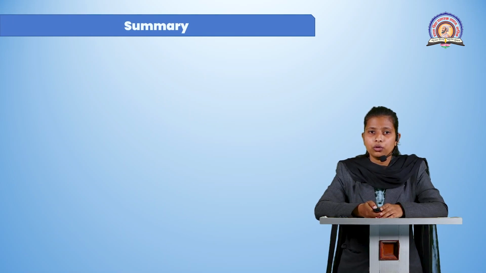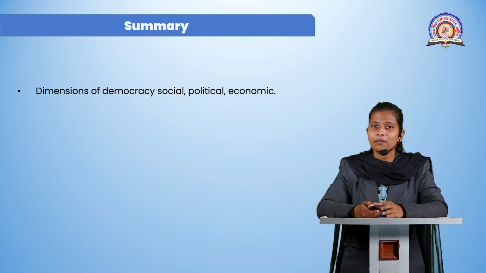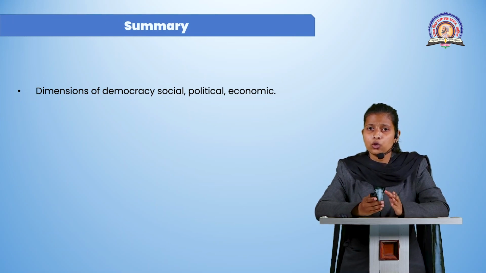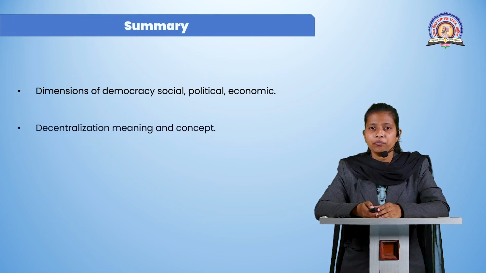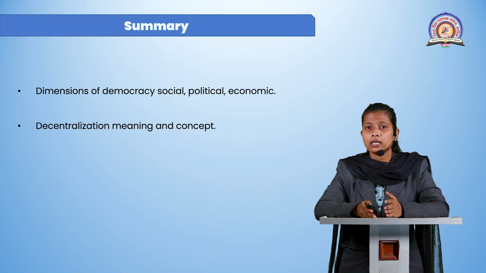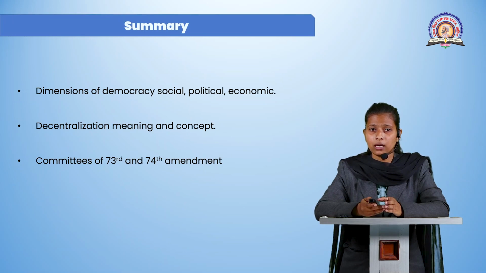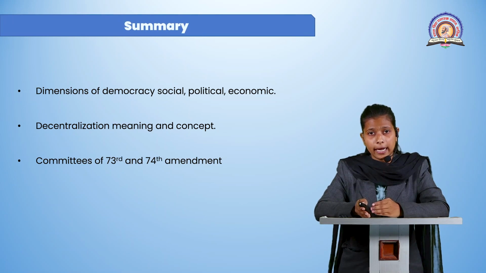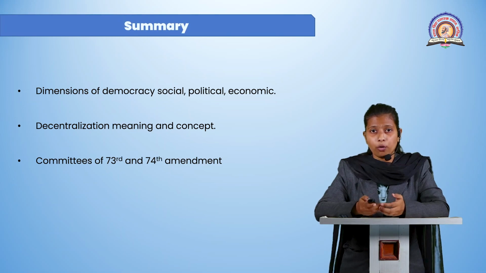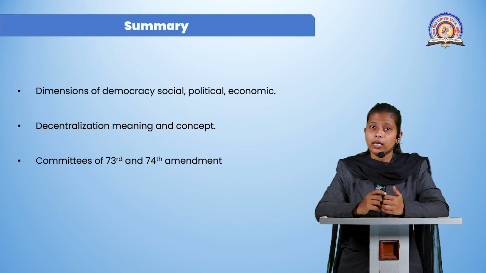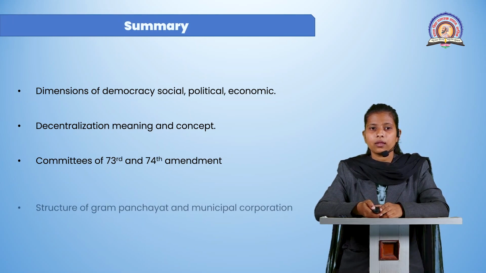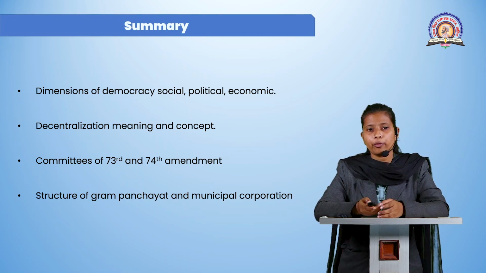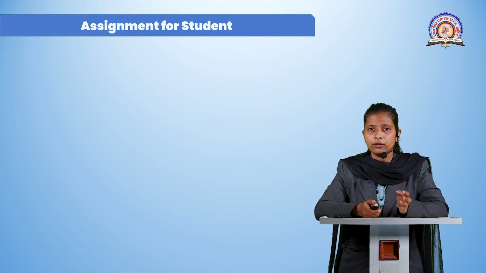Now, what we have learned, we will go through in a small summary. The first one, we have learned about the dimensions of democracy, that is social, political, and economic. And decentralization, the meaning and concept. The committees of the 73rd and 74th Amendments, and what are the features of the 73rd and 74th Amendments, and why they are important, and the concept of Sarvodaya, which was given by M.K. Gandhi and his followers like Vinoba Bhave and the Bhoodan movement. Structure of the Gram Panchayat and municipal corporation. So this was the summary of the lecture.